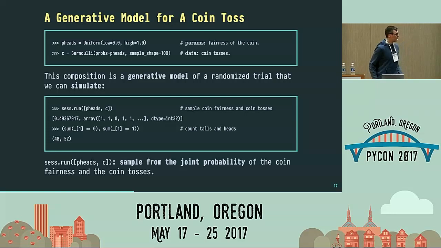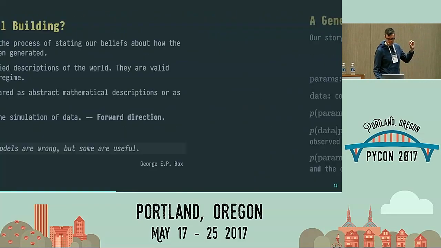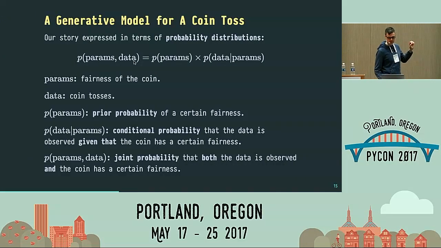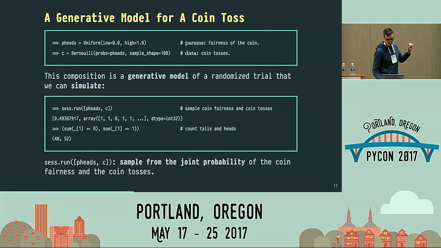In order to work with it, in order to simulate now, so to do this forward step, you have to run it, as I said. So session here stands for TensorFlow session, and you can get this object. And then if you call the run method on that, and you provide it with a list of p heads and c, you're drawing samples from this joint probability here. So that means you simulate it.